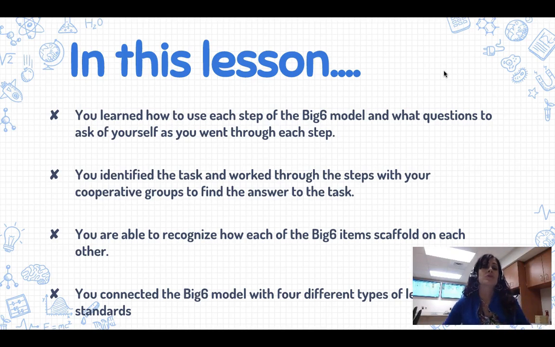So let's talk about what you did learn in this lesson. First of all, you learned how to use each step of the Big 6 model and what questions to ask of yourself as you went through each step. You identified the task and worked through the steps with your cooperative groups to find the answer to the task. Now you're able to recognize how each of the Big 6 items scaffold on each other. So they all kind of build on each other. As you start one, it sort of works its way through the whole thing.